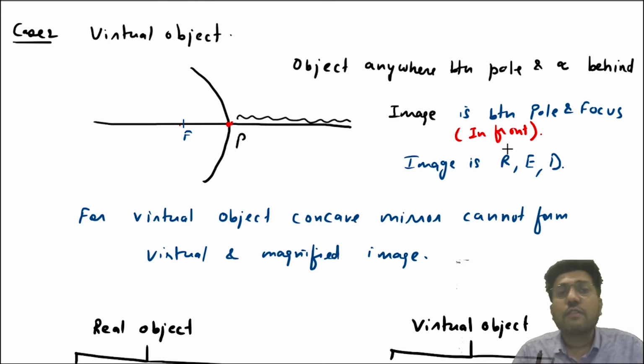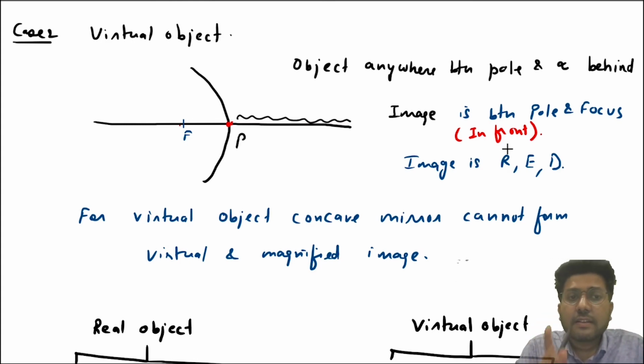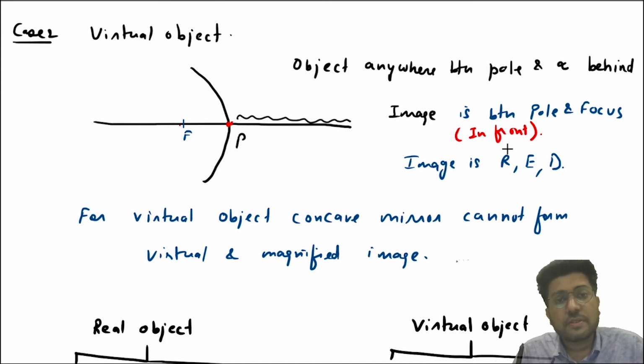That means for a virtual object, a concave mirror cannot form a virtual image. A concave mirror also cannot form a magnified image for a virtual object. For a virtual object, the image will always be real, diminished and erect.